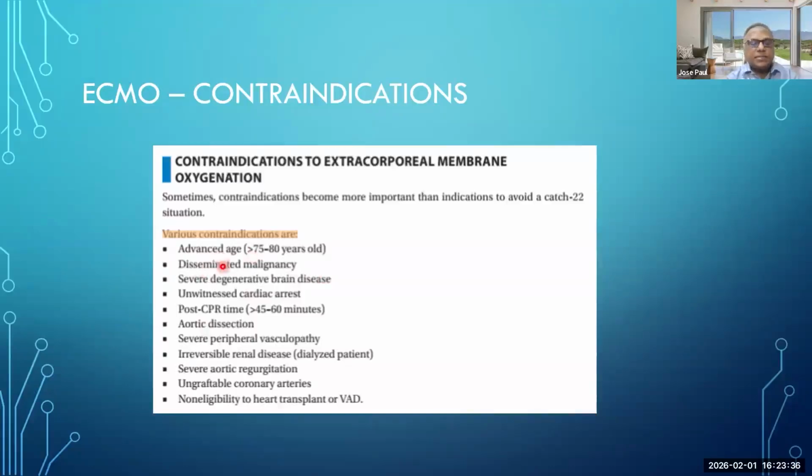Now, the various contraindications are advanced stage, disseminated malignancy, severe degenerative brain disease, unwitnessed cardiac arrest, post-CPR time more than 45 to 60 minutes, especially for putting in a patient for eCPR, then aortic dissection, severe peripheral vasculopathy, then severe aortic regurgitation. So anything concerned with the aortic valve with regurgitation is a contraindication because it will distend the left ventricle and it is not good for the patient. Then non-eligibility for heart transplant or ventricular assist device, especially those patients with severe heart failure.